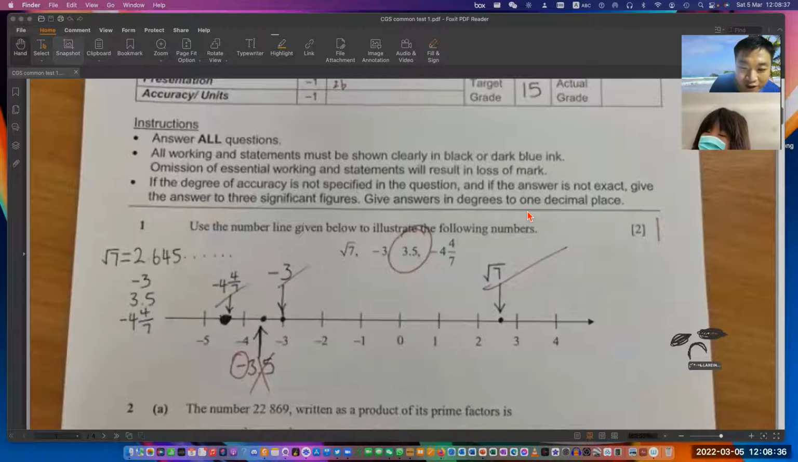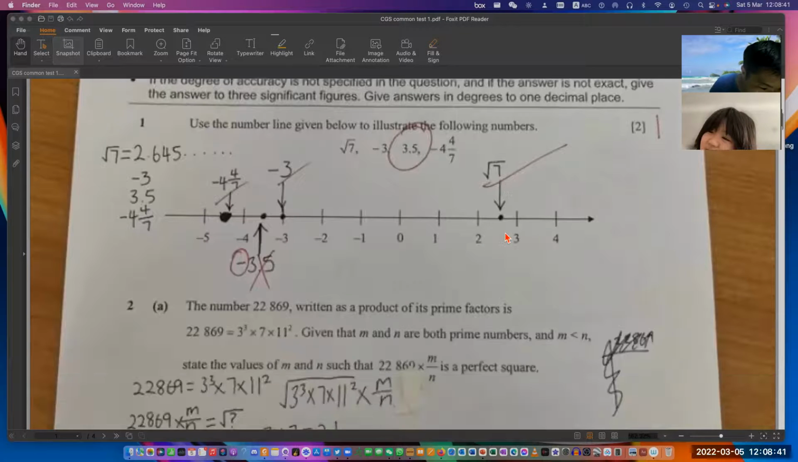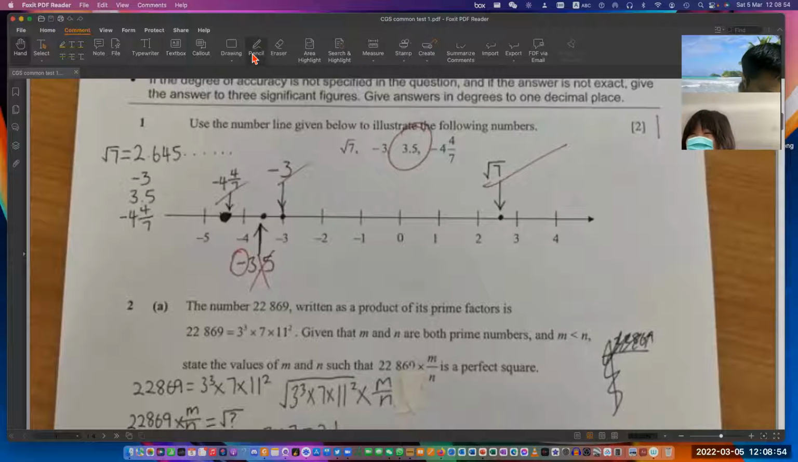If I notify your teacher, I will let you know. Okay, we go through the paper first. Okay, good. So first thing first, the first question. Oh my God, what mistake is this? Negative 3.5. Where do you get the negative 3.5 from? My goodness. I don't know.